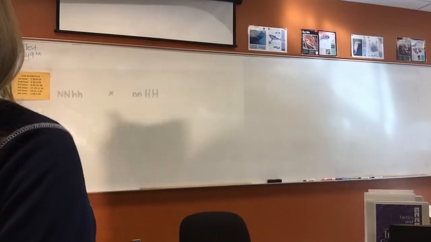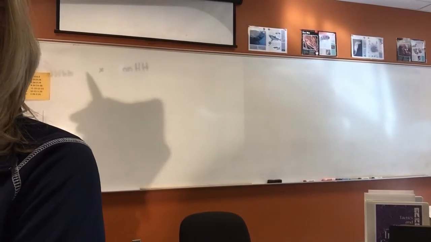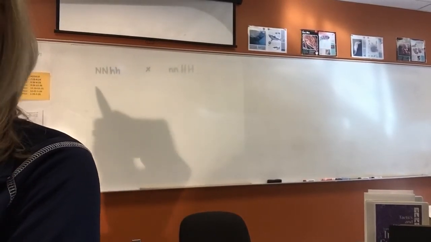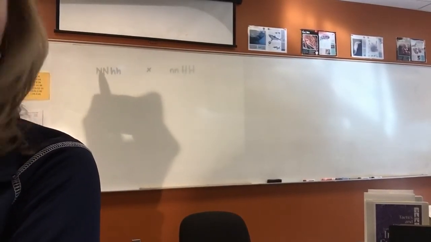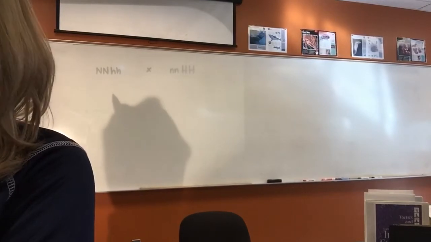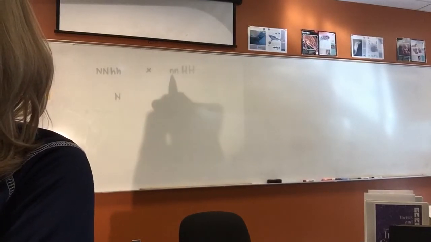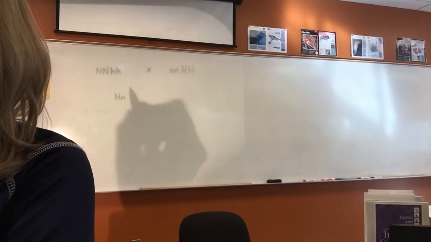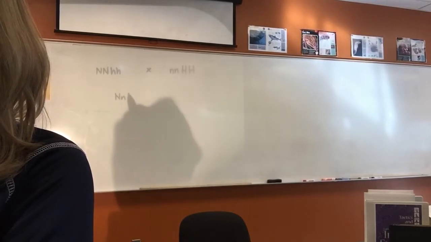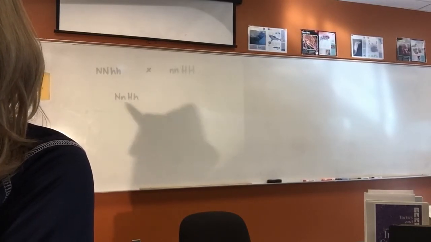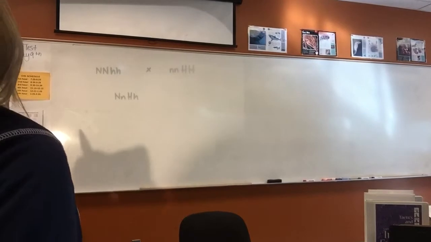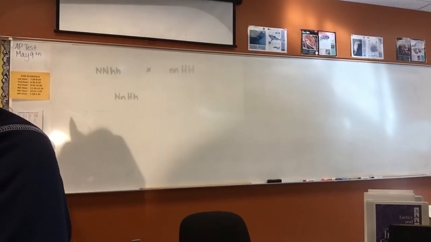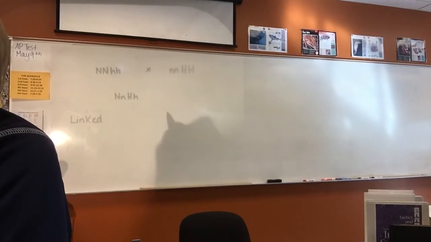And so no matter if the genes were linked or unlinked, all the kids are going to be heterozygous because this parent right here is always going to give a big N, and this parent will always give a little n, this parent little h, this parent big H. So you'd expect all the kids to be like this. And so what happens is the results are a little bit different if the genes are linked versus unlinked.